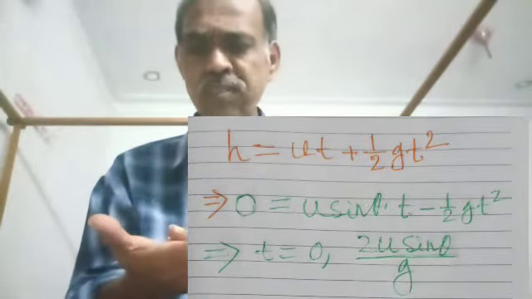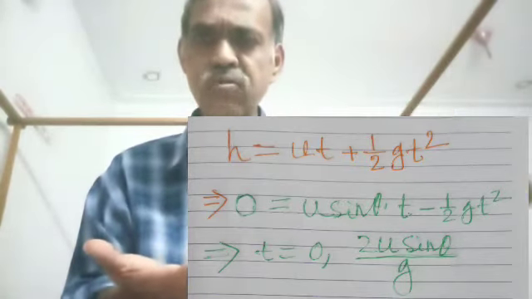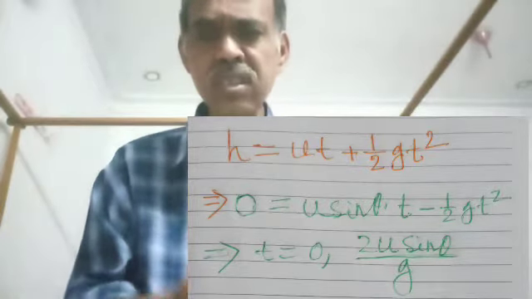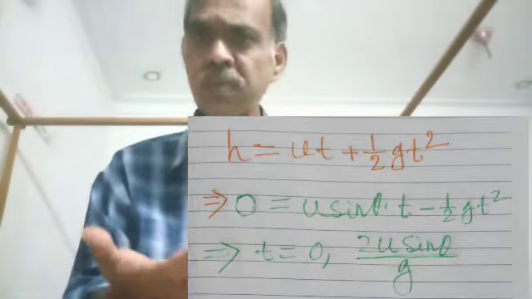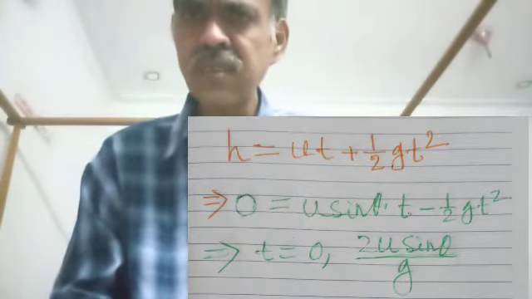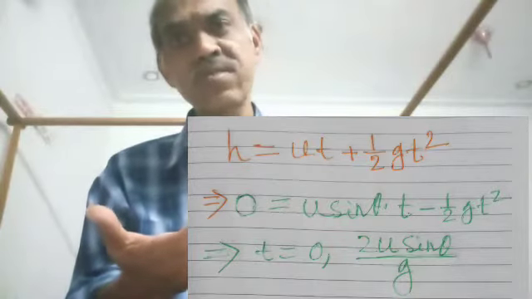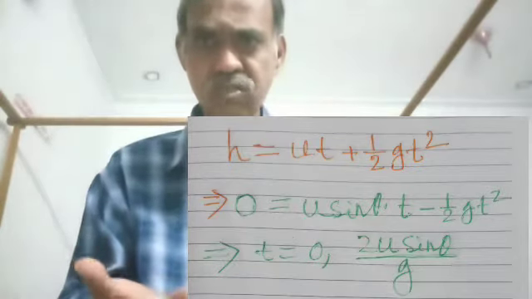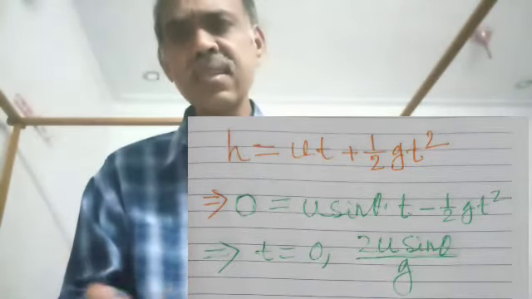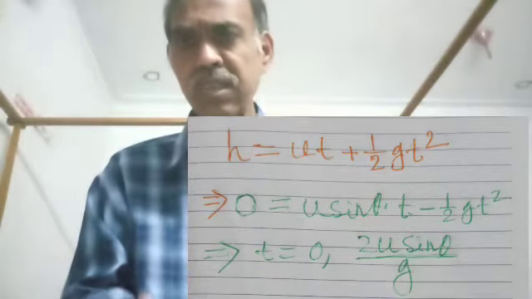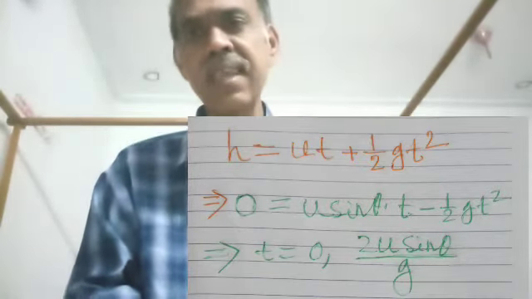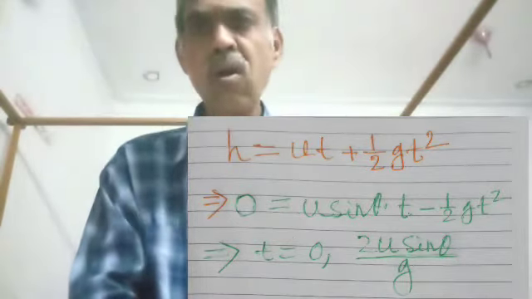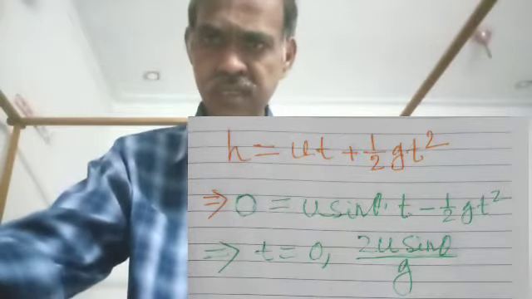So the stone was thrown from the ground and it ultimately reaches the ground again. What is the vertical distance traveled by the particle? Initially, the vertical distance was 0 because it was on the ground. Again, it reaches the ground, so the vertical distance becomes 0. Initially it was 0, finally it becomes 0 again. Therefore, the total vertical displacement of the particle is 0.